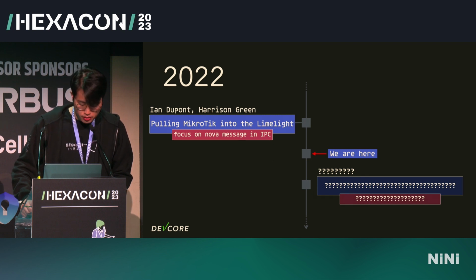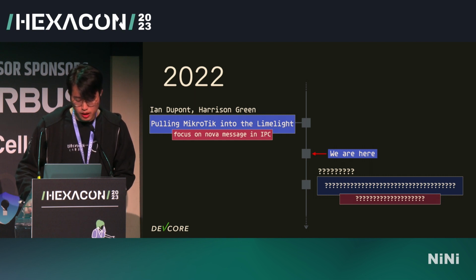And up to here, you can see that it seems the whole world is talking about the Nova message. The attack surface of Winbox is also a part of Nova message. So it seems the whole world is talking about the Nova message in the IPC of RouterOS. So we also tried to understand what it is, and based on this, we started reversing RouterOS.